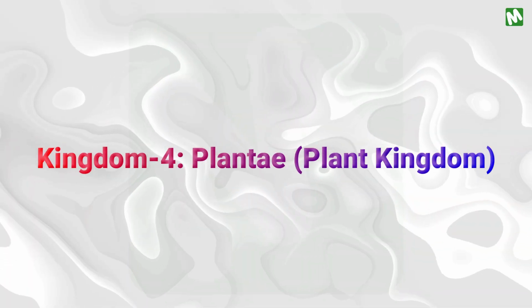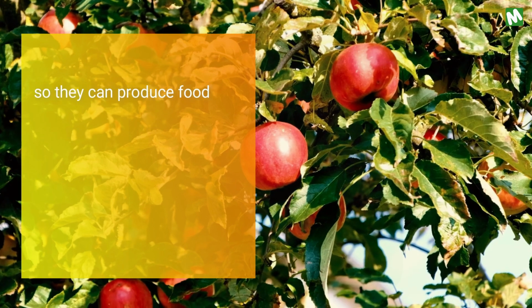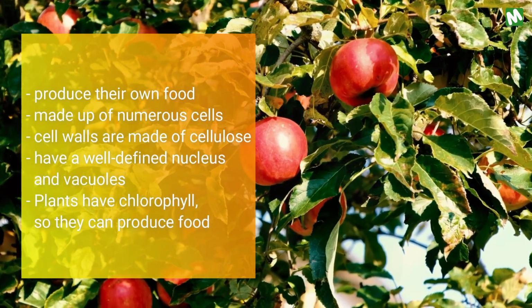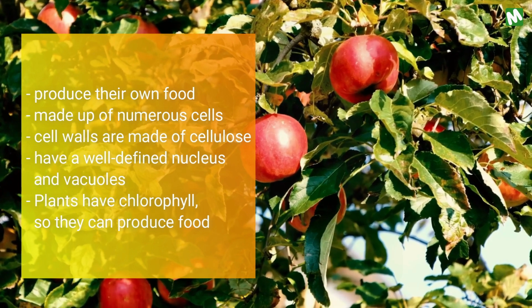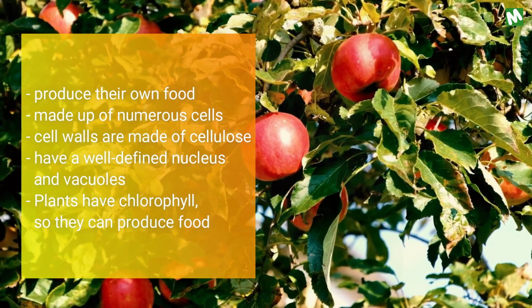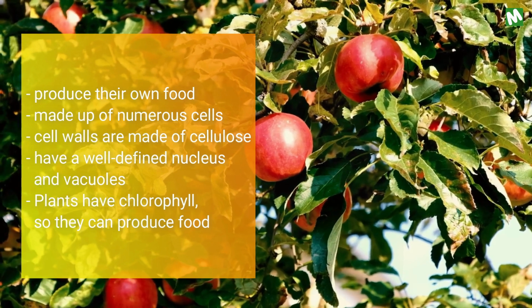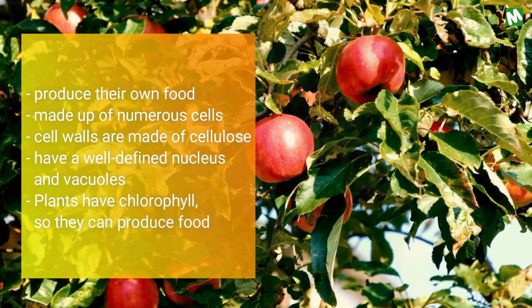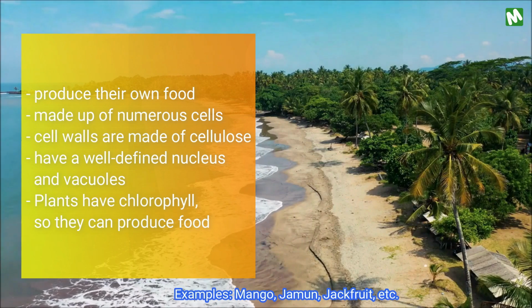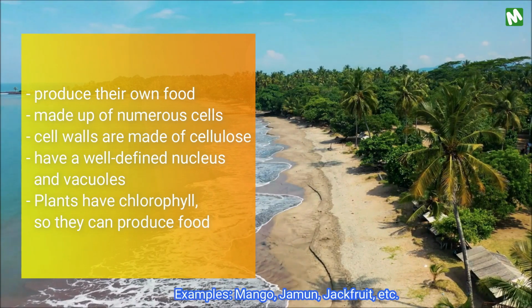Kingdom 4. Plantae. Most plants can produce their own food. Their bodies are made up of numerous cells. Their cell walls are made of cellulose. Their cells have a well-defined nucleus and vacuoles. Plants have chlorophyll so they can produce food. Examples: mango, jamun, jackfruit, etc.